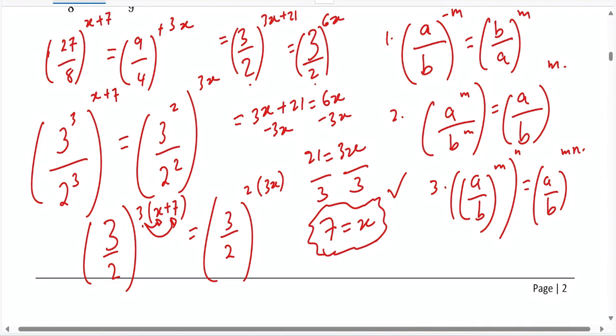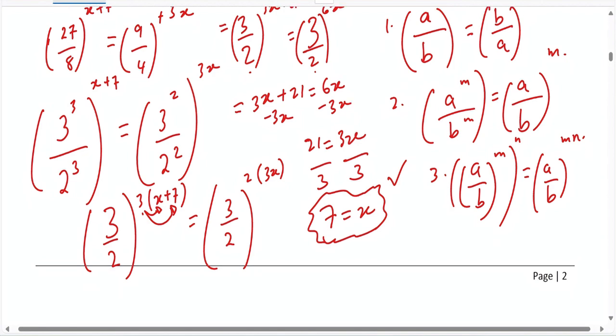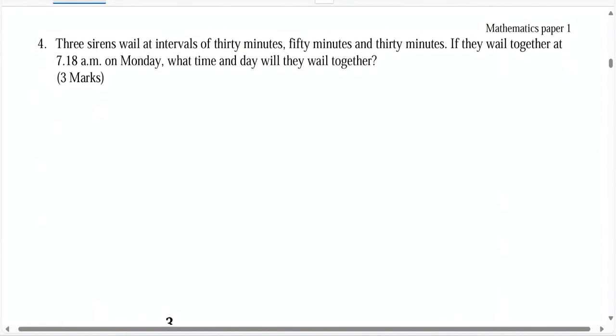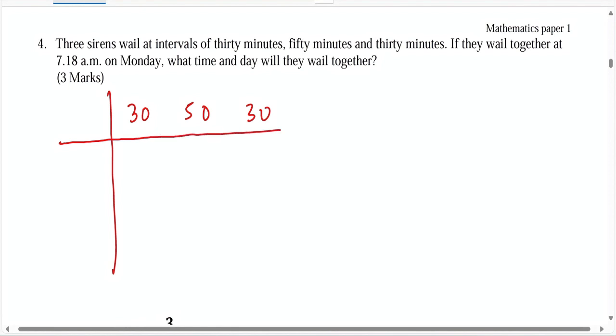3 marks za bure. Let's go to question 4. Question 4, 3 sirens wail at intervals of 30 minutes, 50 minutes, and 30 minutes. Full stop. If they wail together at 7:18 a.m. on Monday, comma, what time and day will they wail together? So andika hapa 30, hapa 50 na 30 ingine, and let's search for our LCM. Swali yenyewe mwajua nyote, hii ni LCM.